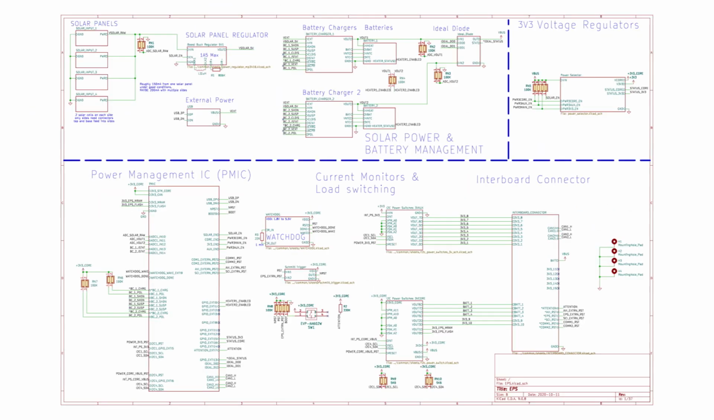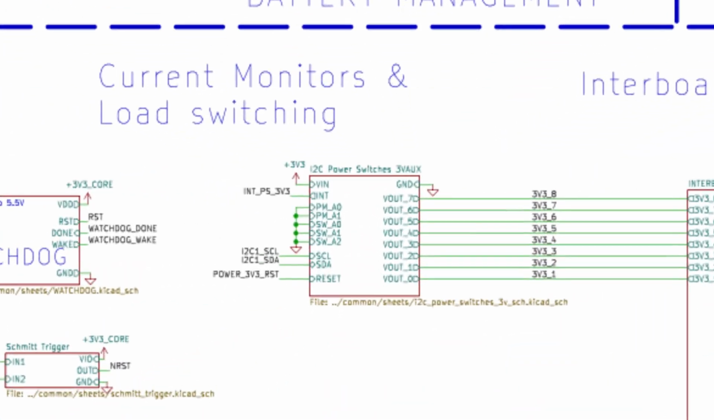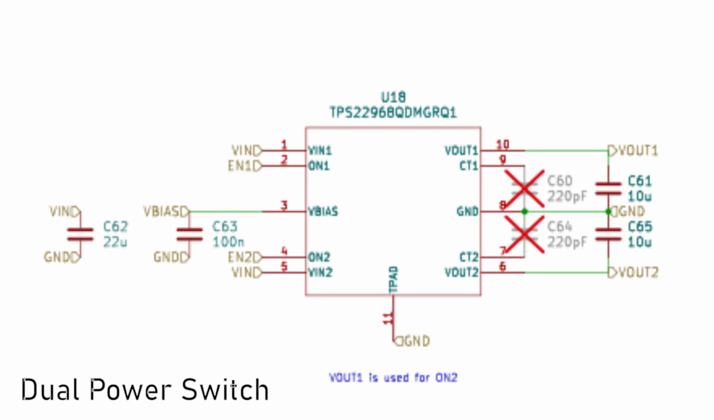Power gating is essential for CubeStack modularity. Boards need a way to switch subsystems on and off. This sheet controls subsystem power rails cleanly and safely. Each instance controls 2 lines.